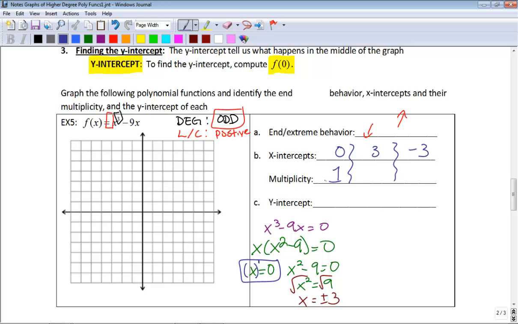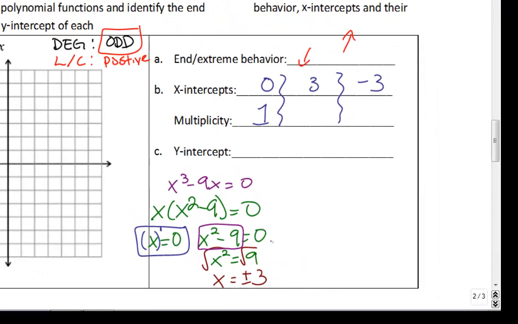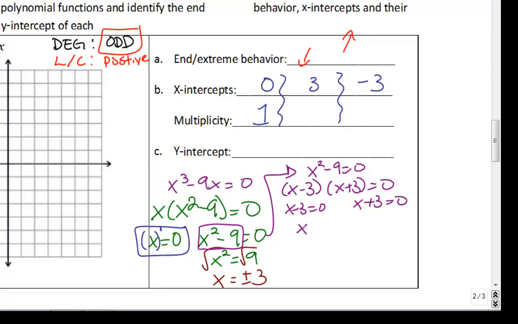What's the multiplicity of 3? And this is where it gets a little tricky. I solved it this way because most students will, but do you agree with me that I could have taken this problem right here, the x squared minus 9 equals 0, and factored it? Yeah, that's the difference of squares. What does that factor as? X minus 3 times x plus 3. Then I set each one of these equal to 0, and I solve them both. And what do I get? X is equal to 3, and x is equal to -3.